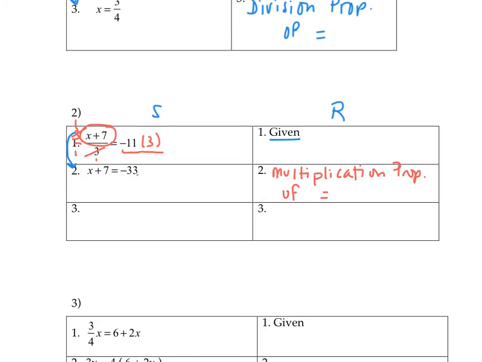Okay, finally, last step, to solve for x, ask yourself, what would I do? I would subtract 7 from both sides. So when I subtract 7, I end up with x alone. And negative 33 minus 7 is negative 40. So we got there by using the subtraction property of equality.